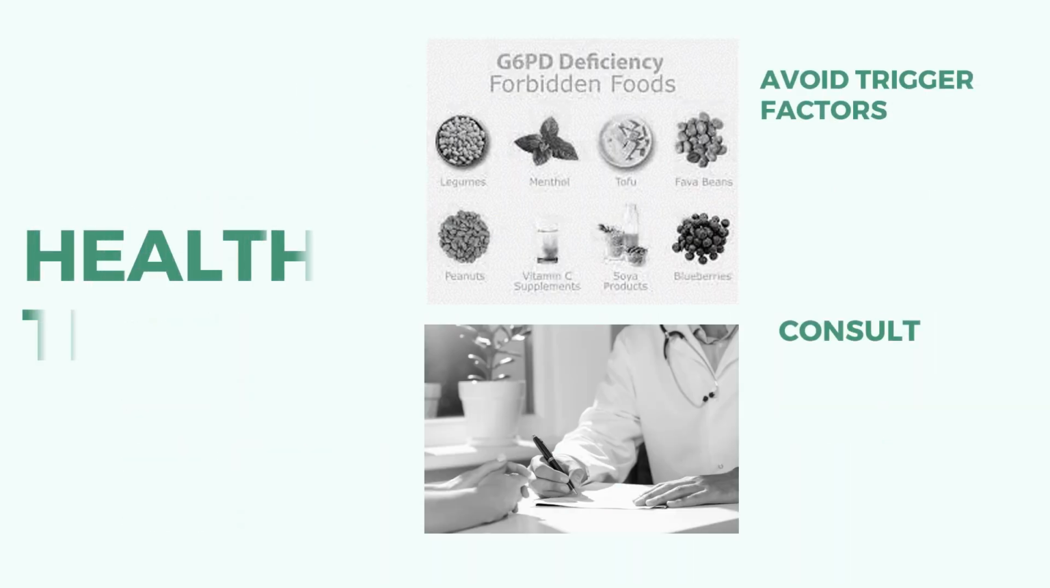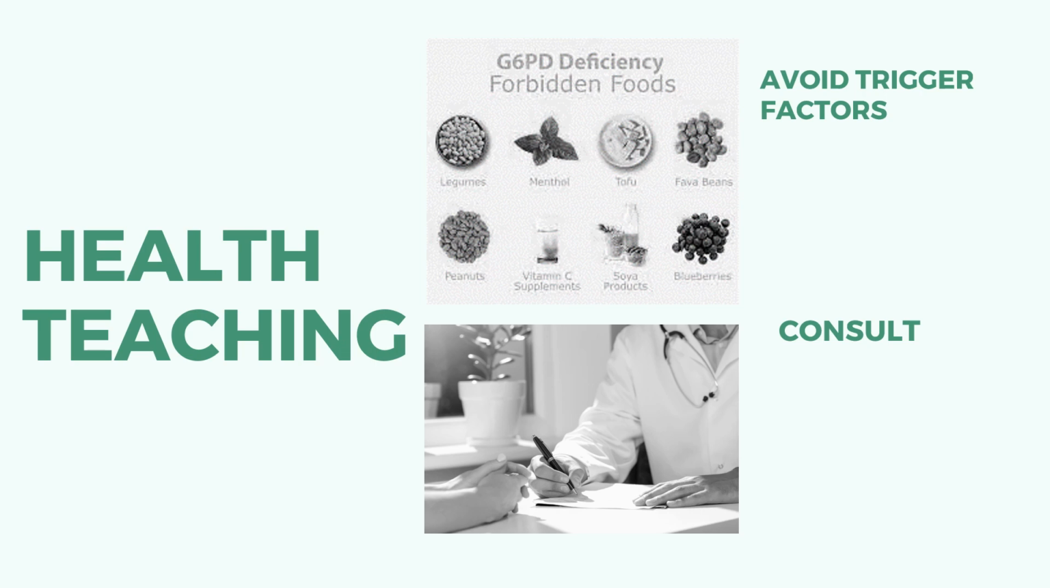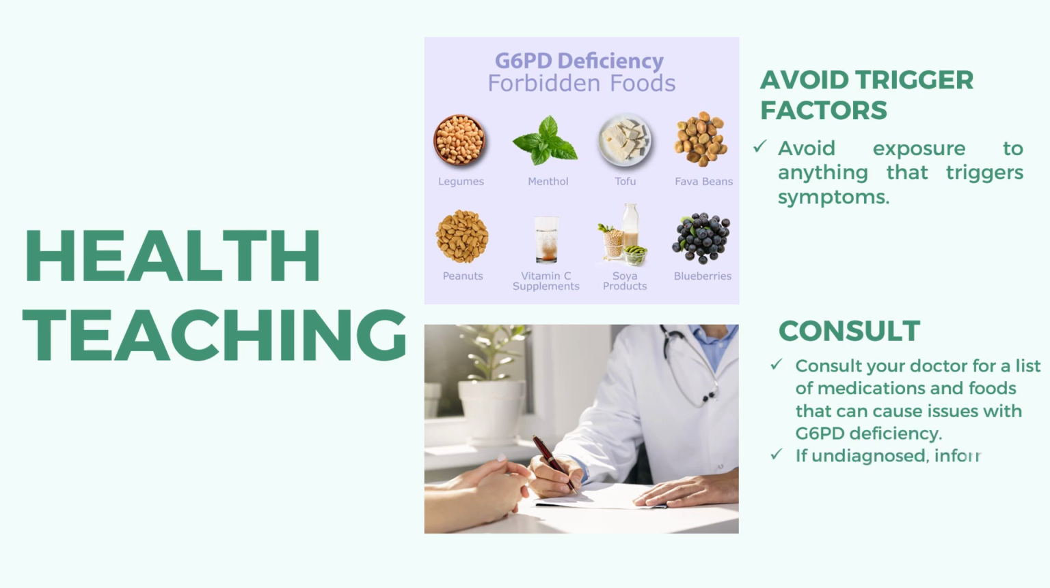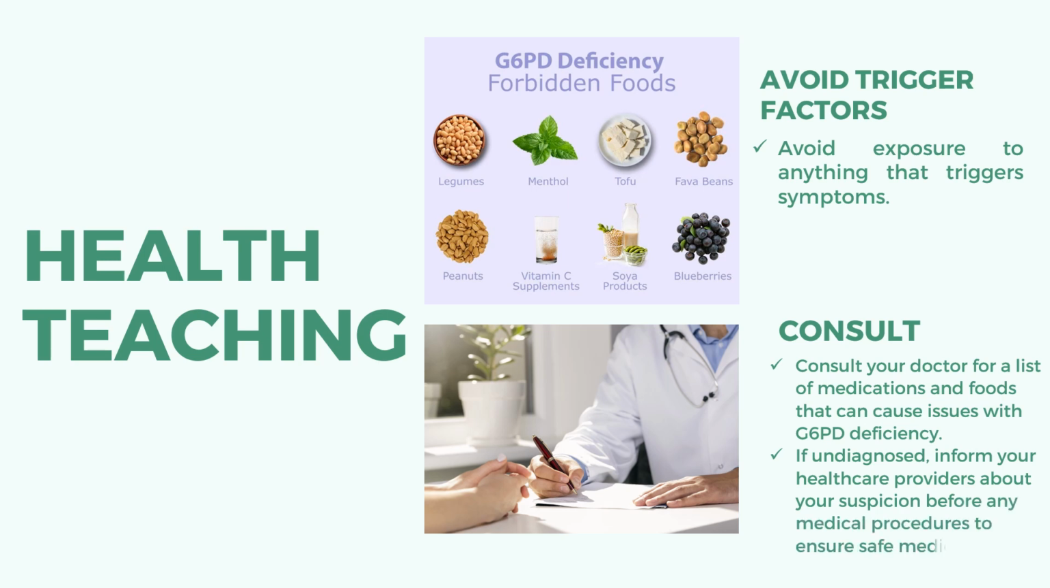Some preventions and health teachings include the following. The best way to take care of someone who has G6PD deficiency is to avoid exposure to anything that triggers symptoms. Consult your doctor for a list of medications and foods that can cause issues with G6PD deficiency. If undiagnosed, inform your healthcare providers about your suspicion before any medical procedures to ensure safe medication choices.